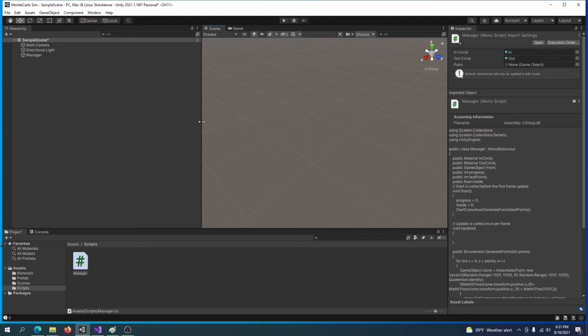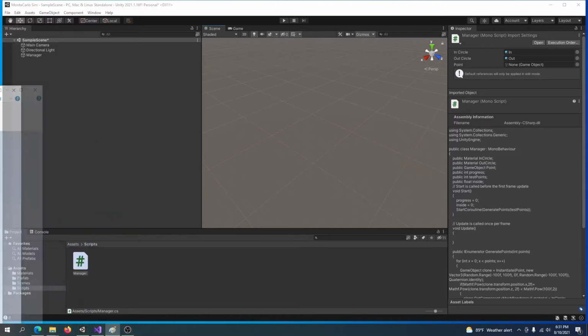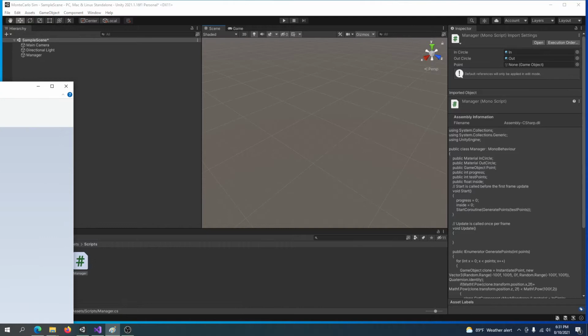What I'm doing here is generating a bunch of points in Unity, and using the points, I'm going to methodically or experimentally calculate the value of pi. So before I actually do this, let's look at the math because math is important.